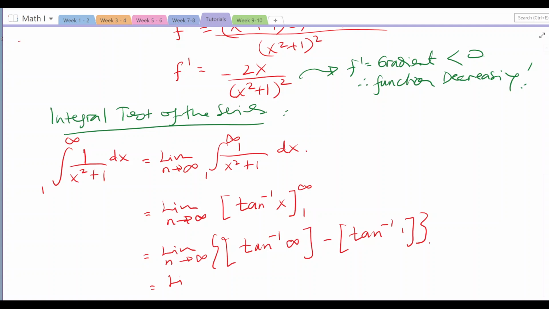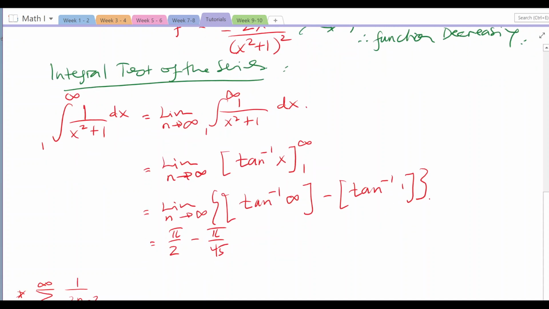Or we can, if you want. For the next one you don't need. So inverse tan of infinity equals 90 degrees or pi over 2, and then inverse tan of 1 is pi over 4. In other words, it equals 45 degrees. Sorry, yes, inverse tan of 1 is pi over 4. This is pi over 4, which is 45 degrees.